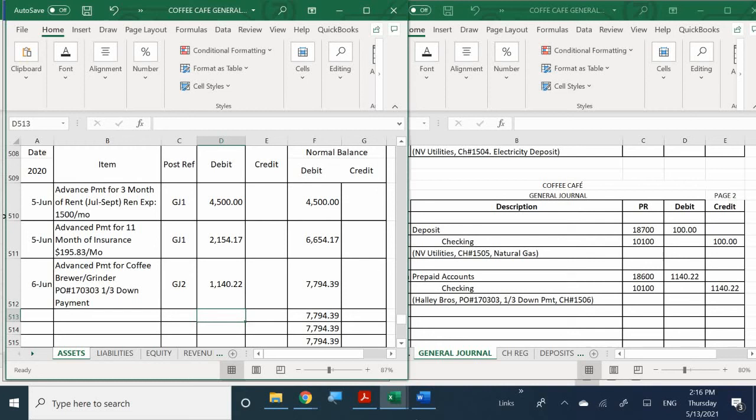But in most cases, I'll tell you this, a good chunk of the transactions that you do see will be related to a vendor and or a customer. Okay. So there we have it.